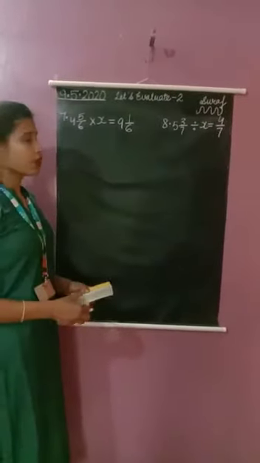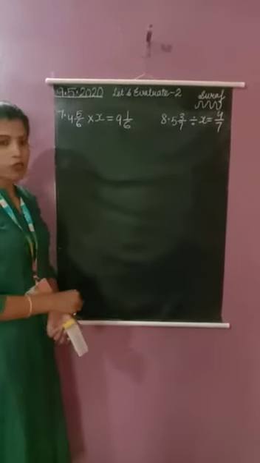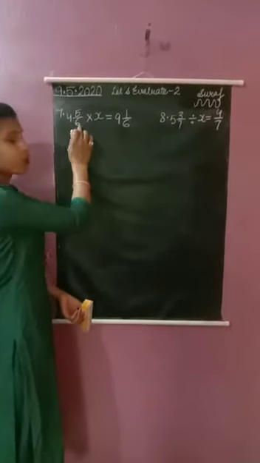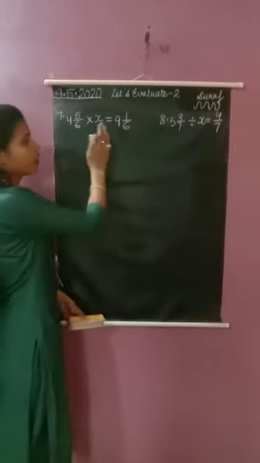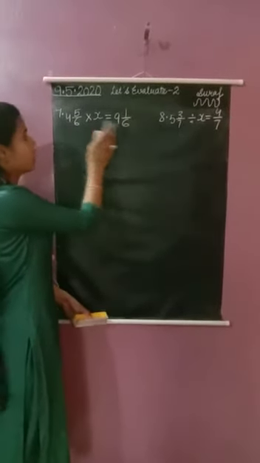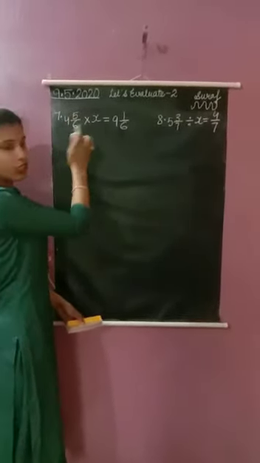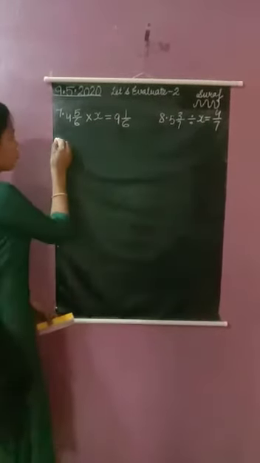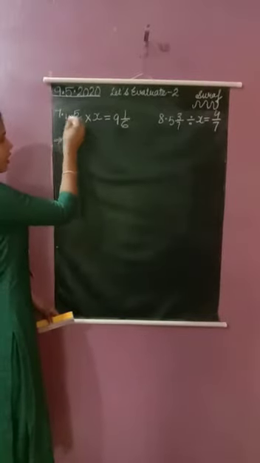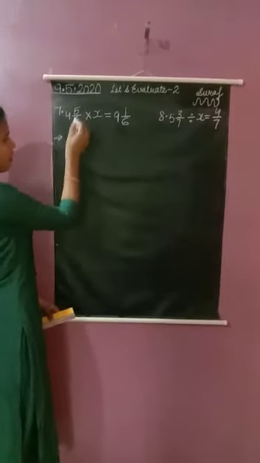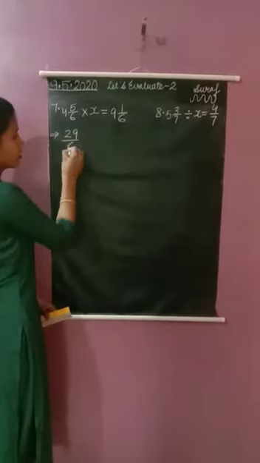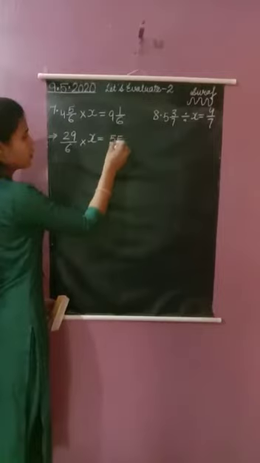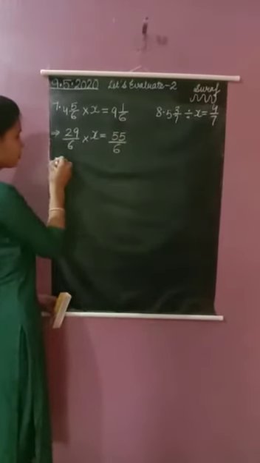Okay. Now the seventh question. In this question it is given that 4 and 5/6 multiplied by which number, that we will get 9 and 1/6. By which number should we multiply this number so that we get this answer? We are taking here x. Now solve it. We get 29/6 multiplied by x, and this is your 55/6.